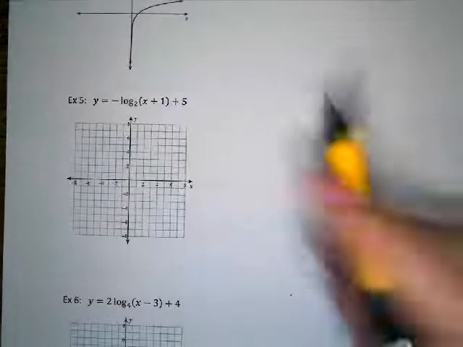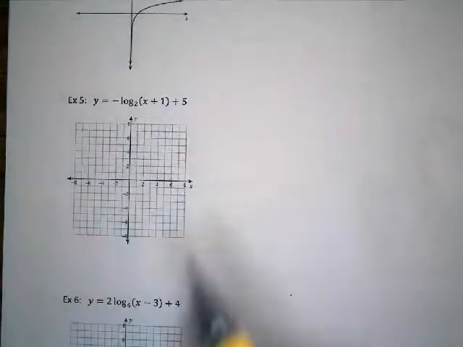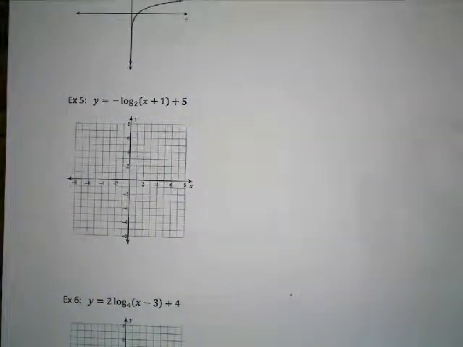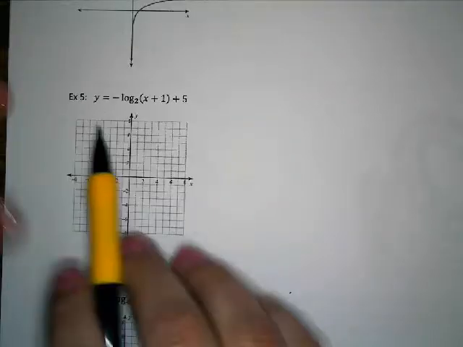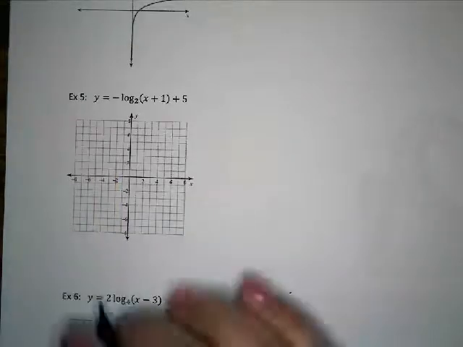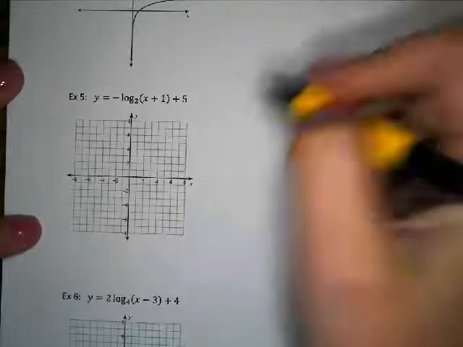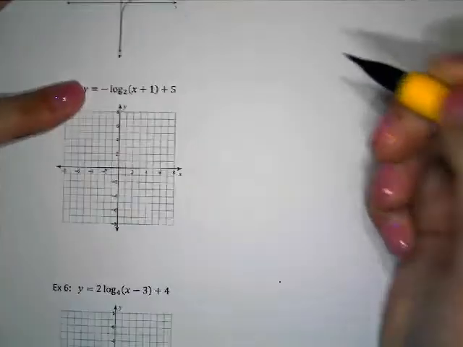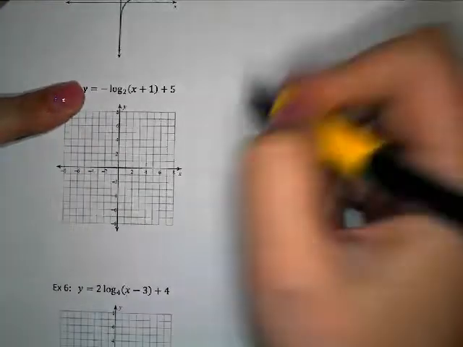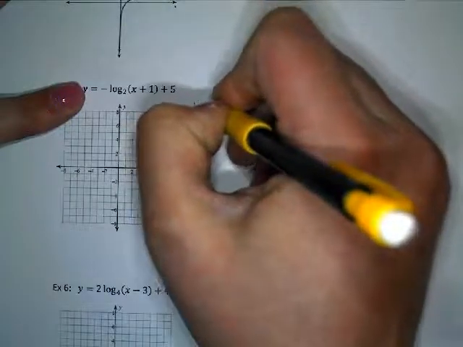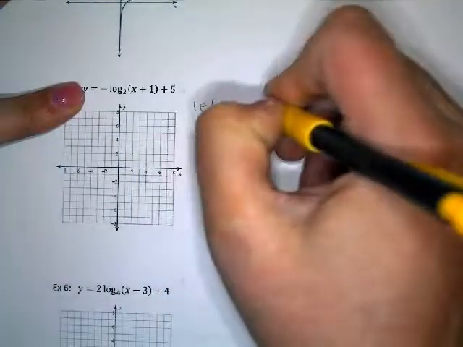Now, when you get to your assignment, there's no question that asks you to do every single thing. On the assignment, it will say just give me the transformations, or just give me the end behavior, or just give me the domain and range. But for this, I want to practice finding every little thing. Okay? So first, let's find the transformations. Left 1, up 5. What else? Reflect over x.